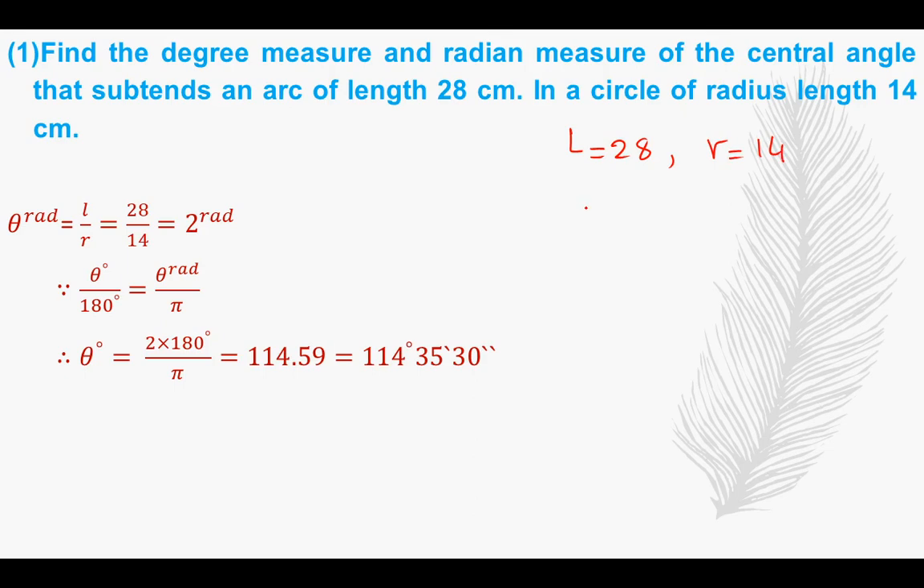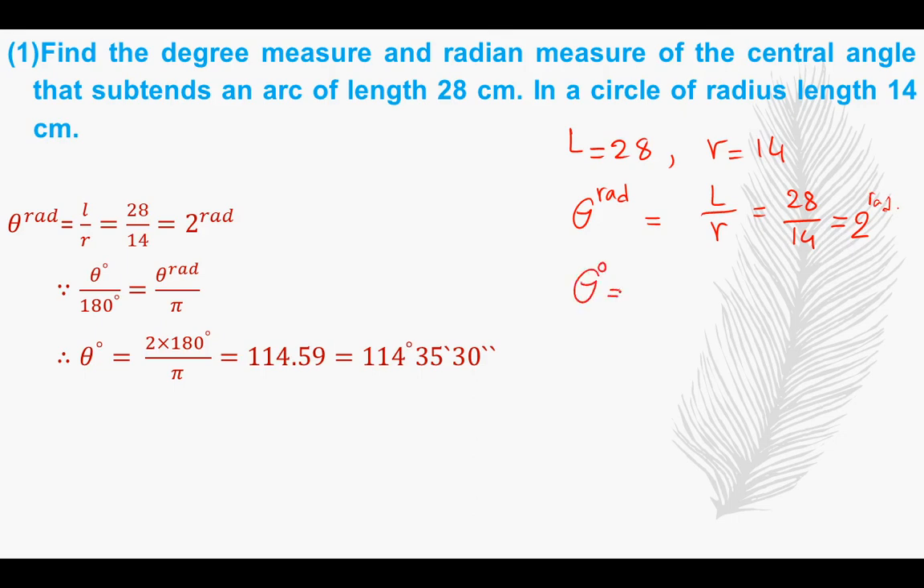First we have to find theta radian, because we all know that by the rule theta radian equals L over r. So it will be 28 over 14. Simplify, divide by 14, 28 divided by 14 equals 2. So now theta radian equals 2 radian. All right, 2 radian.